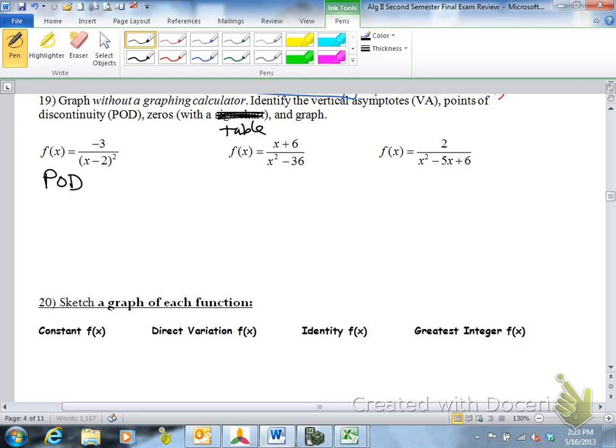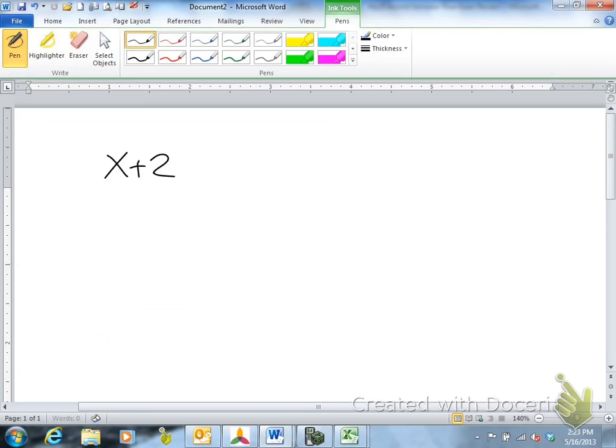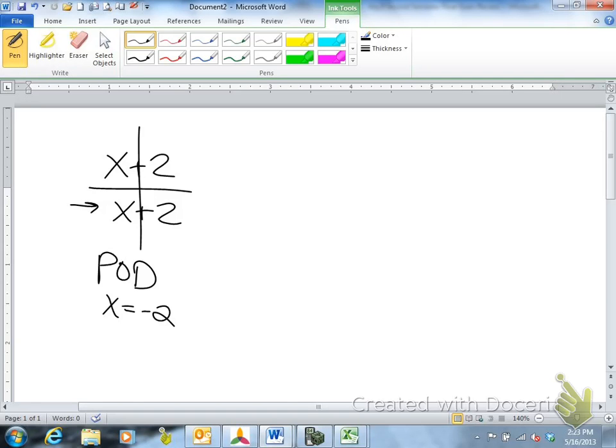So with a point of discontinuity and a vertical asymptote, just to remind you, if you have a case like this where the factors divide out, that gives you a point of discontinuity when the denominator would equal 0. At -2, the denominator would equal 0. So that's a point of discontinuity, and the graph has a hole in it like that. For a vertical asymptote, that's when you can't divide it out.